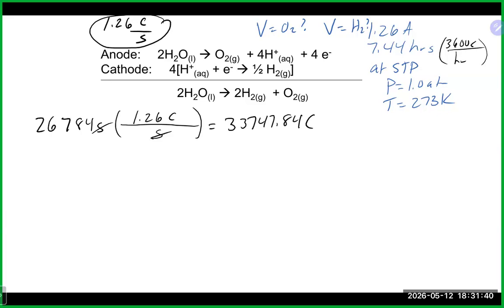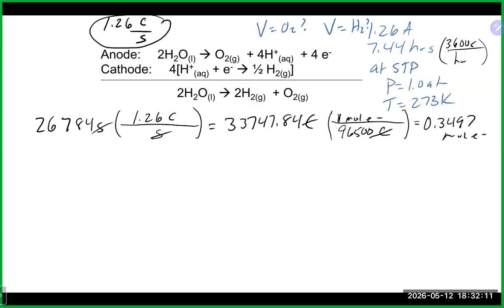At this point, the goal is to get to moles of electrons. So this is where we use Faraday's constant, and we're going to divide by it so that we end up with moles of electrons. The coulombs here will cancel, so we'll divide by 96,500. And that's going to get us 0.3497 moles of electrons. Any questions so far?